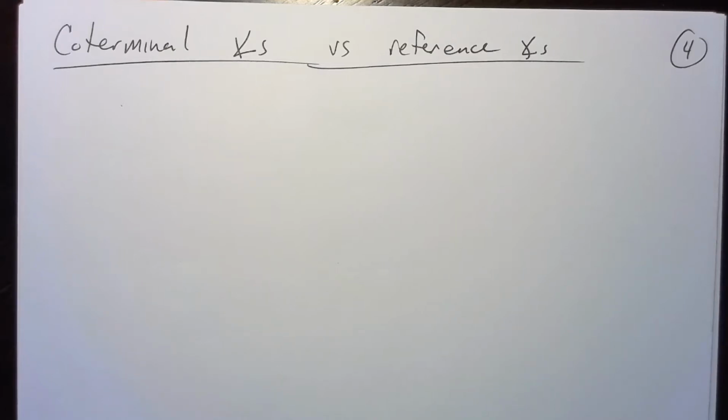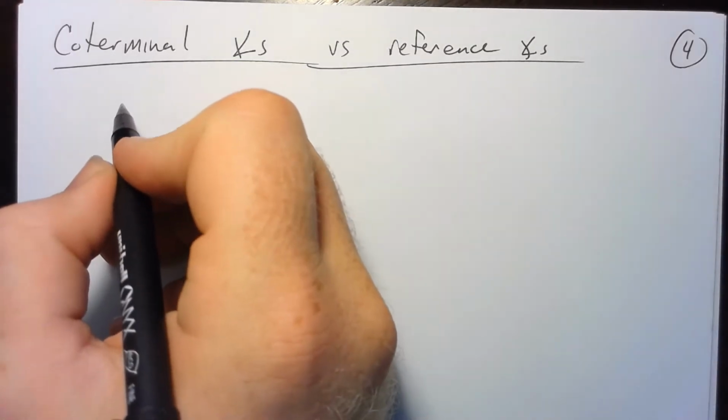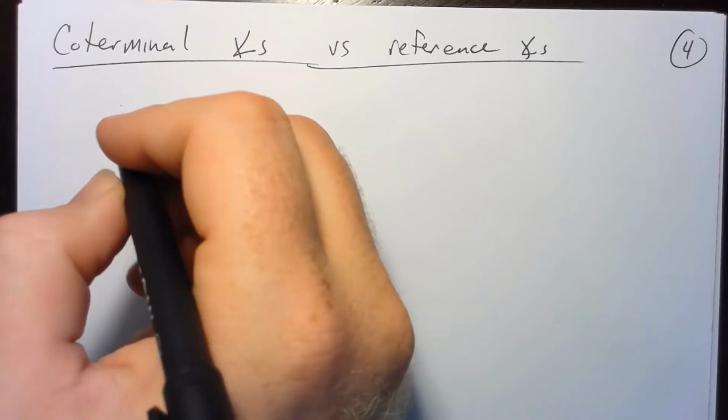In this video, we're going to talk about coterminal angles. We're also going to talk about reference angles as well, because it is so common for people to mistake the two or intermingle the two. Coterminal angles are actually really basic. Coterminal angles specifically talk about where two angles terminate at the same location.